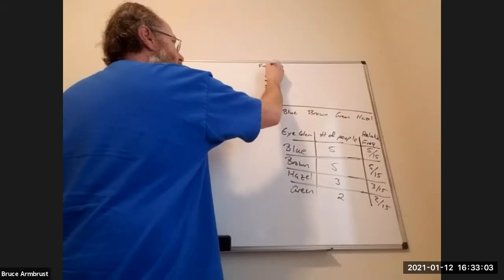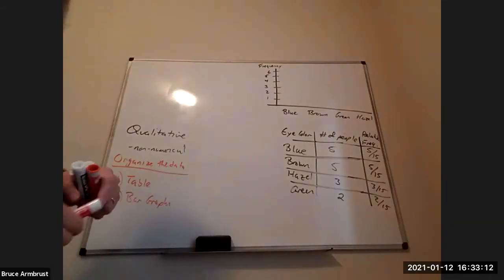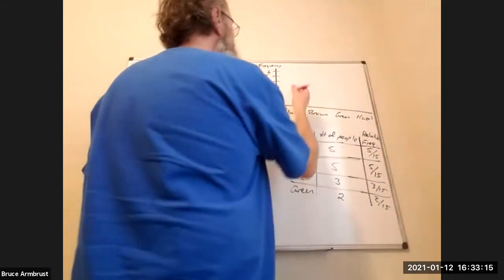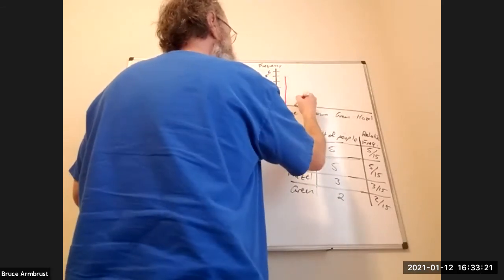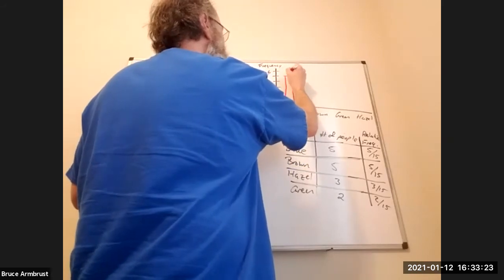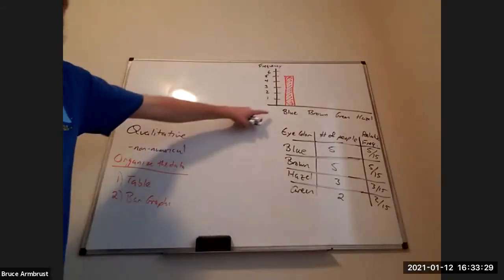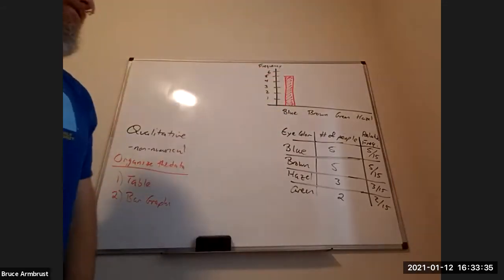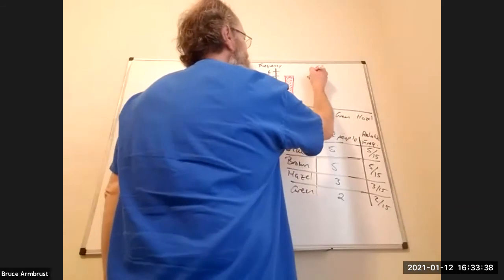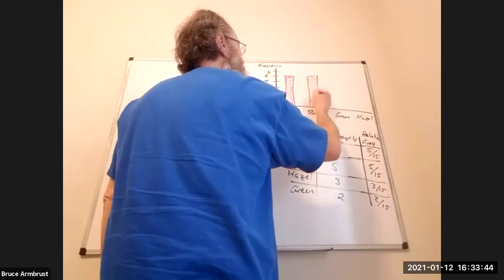And so I'm just going to do these 1, 2, 3, 4, 5, 6. All right, so this is how we do a bar graph. For blue, we're going to make a bar, a rectangular strip here that goes up to the quantity that we had for blue. So there were 5 blue eyes, so this is going to be a bar that goes up to 5. Brown, you're going to see exactly the same bar because we also had 5 responses for brown.